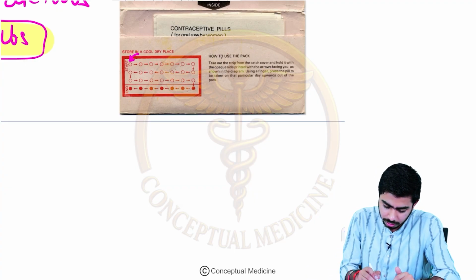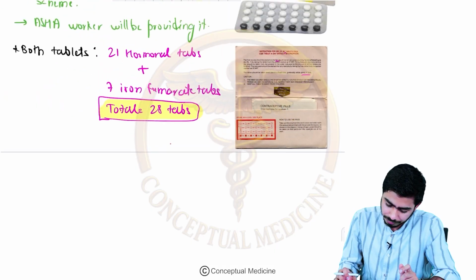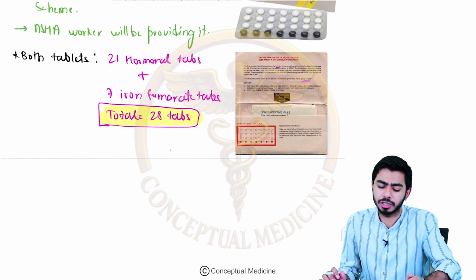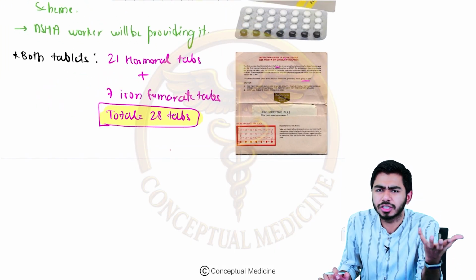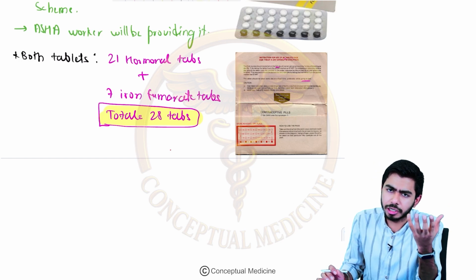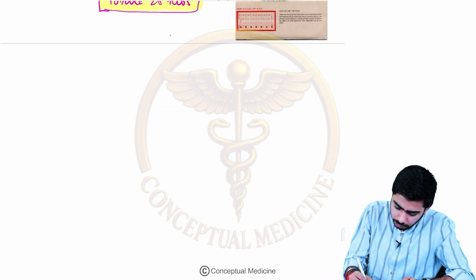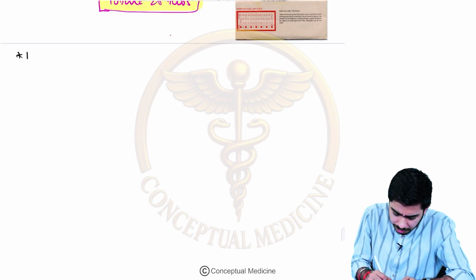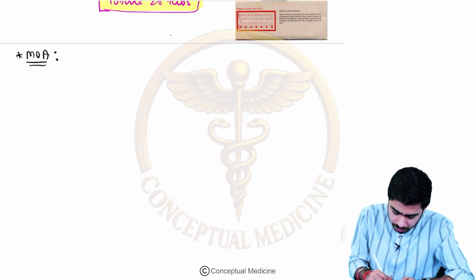Okay, so once you have understood this, we shall move on to the next section, that is the mechanism of action, how these OCPs are actually working. That is also a very common question which is asked. So what is the mechanism of action? I'm just writing MOA, that is the mechanism of action. It is very easy to understand. Actually, it is preventing the ovulation.